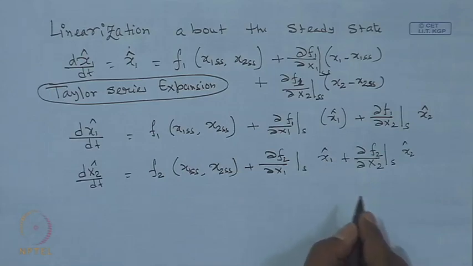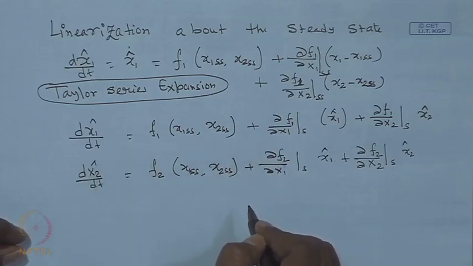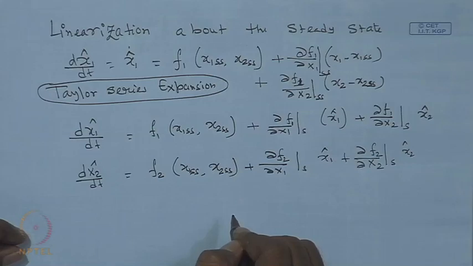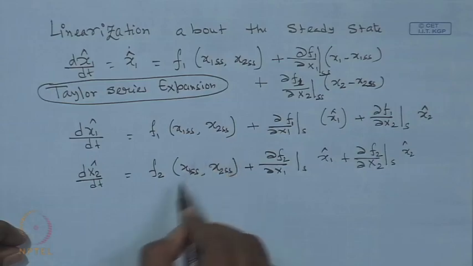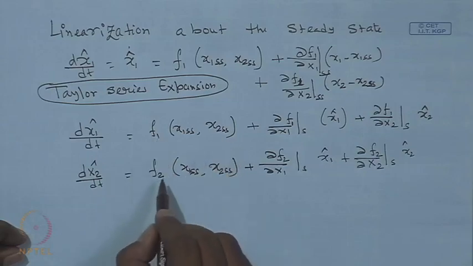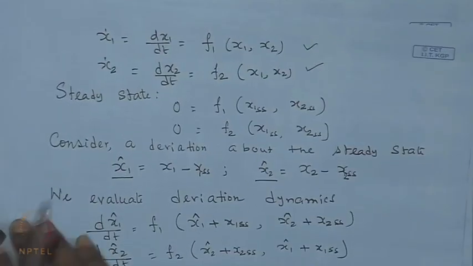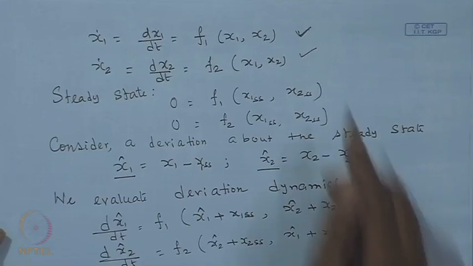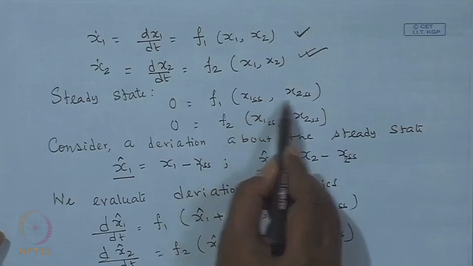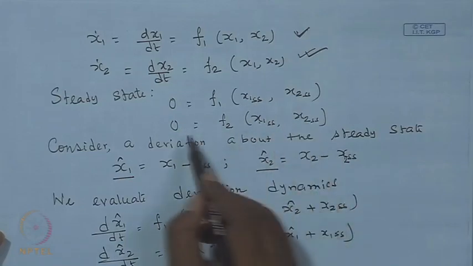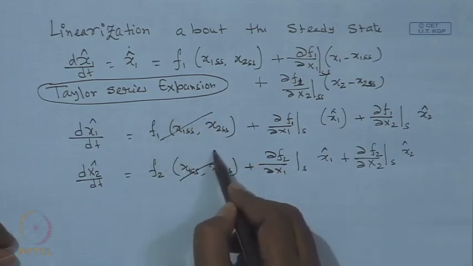So, therefore, we can write these two equations in a compact form, and also if you remember, f1 of x1 ss and x2 ss were equal to 0, and both f1 and f2 evaluated at steady state are equal to 0. If you look at the earlier slide, these were the governing equations of the system we are considering, and at the steady state f1 of x1 ss, x2 ss equals 0 and f2 of x1 ss, x2 ss equals 0. So, we have every right to make these two equal to 0.